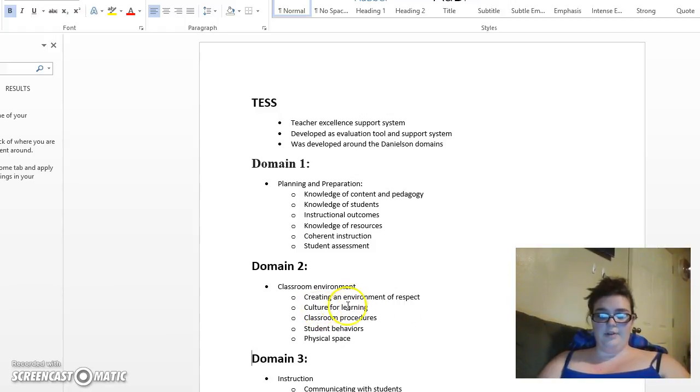And then also culture for learning is part of that domain, and it's the importance of the content, and then also the expectations for learning and achievement, and you can place those in your class so that your students can see those all the time. And then classroom procedures, those need to be posted in your class, and you need to go over them continuously with your students so that they don't forget what they are.